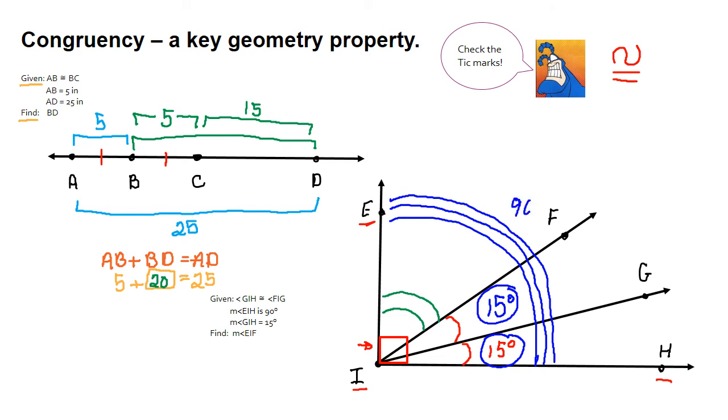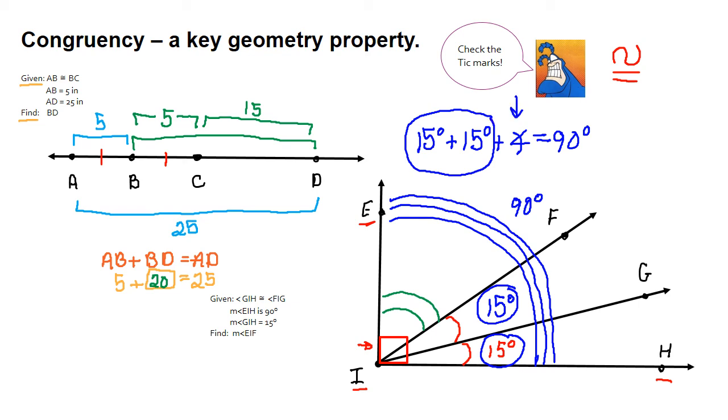So it's 90 degrees. And we know if we take the 15 and add it to the other 15 and add it to our third angle, altogether it would equal 90 degrees. So 90, take away the 30 here. That's where we get it. Here's where the 30 comes from. And we're just looking for the missing part. We find that angle EIF is 60 degrees.